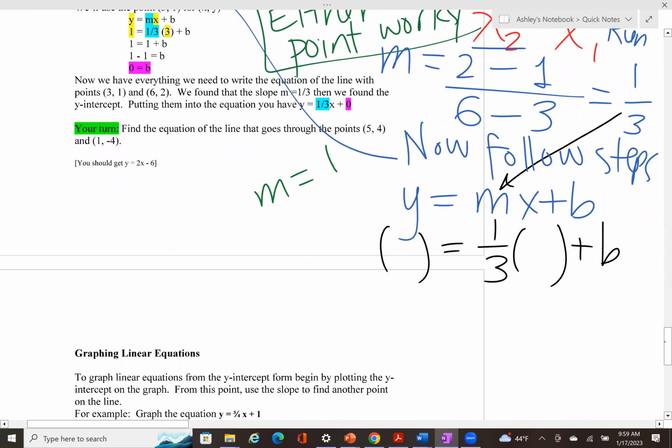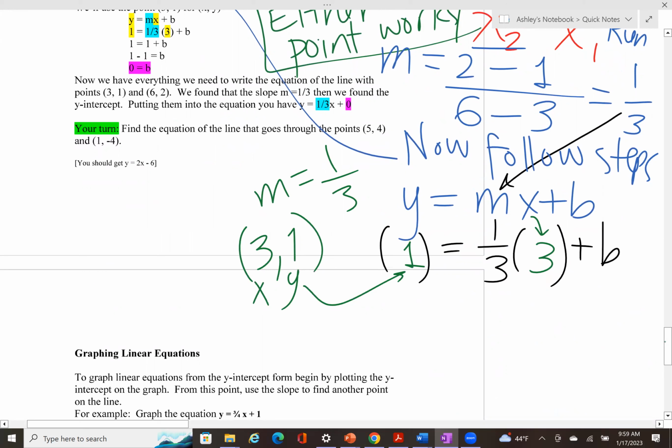So we know now the slope is 1/3, and the point that I chose to use is 3, 1. But actually, if someone else chose the other point, if you like 6, 2 better, if you do the process, it'll look different, but your answer will be the same as mine. So really, seriously, it doesn't matter which point you use. 3 is the X value, so I'll replace X with that. And 1 is the Y value, so he should go here.